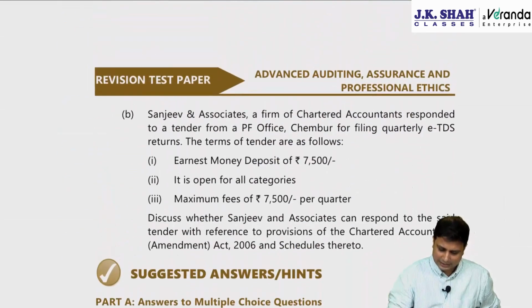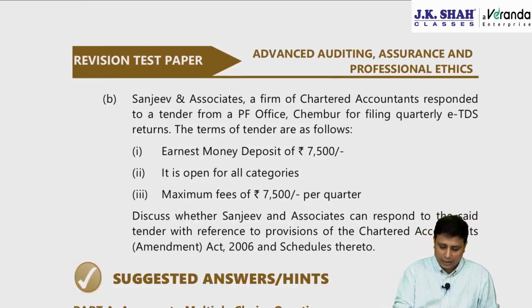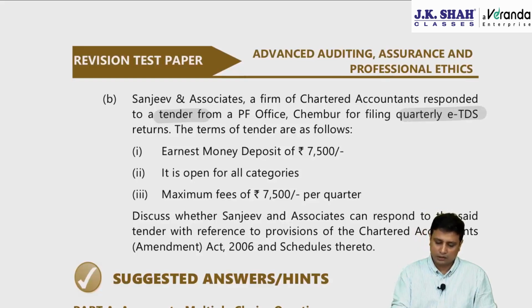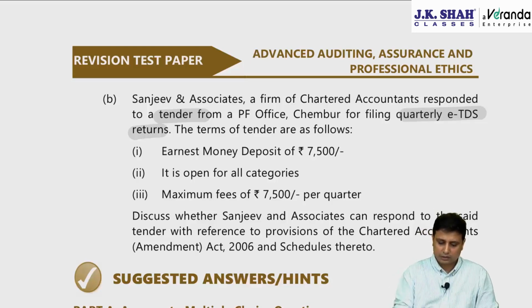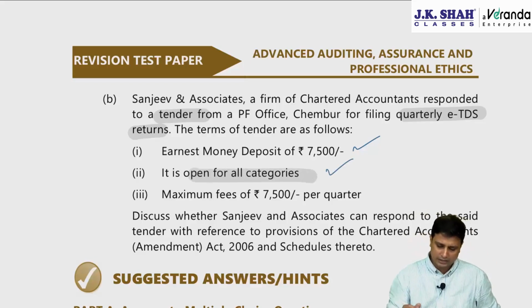Last question. Sanjeev, an associate of a firm of chartered accountants, responded to a tender from a PF office chamber for filing quarterly ETDS returns. The terms of the tender are as follows. Earnest money deposit, can we give it? Yes, it is 7500. Yes, it is open for all categories. If it is open for all categories, can we apply to the tender? Yes. Maximum fees of 7500.